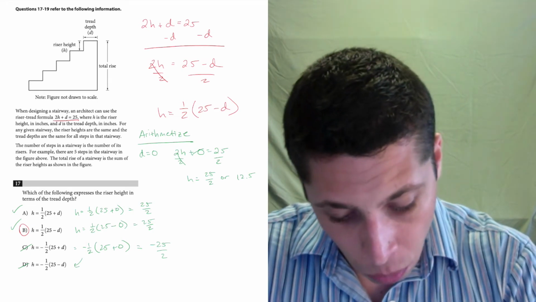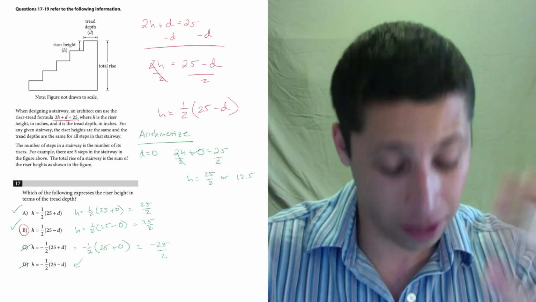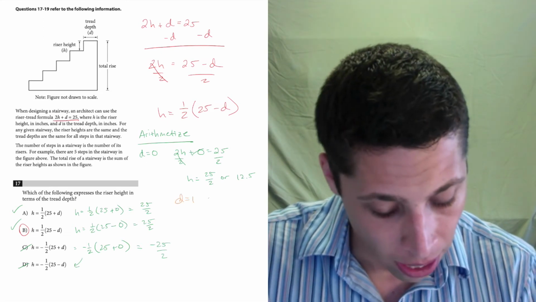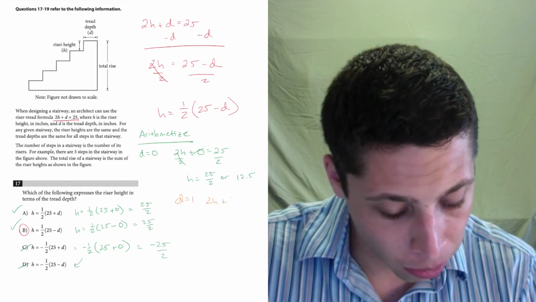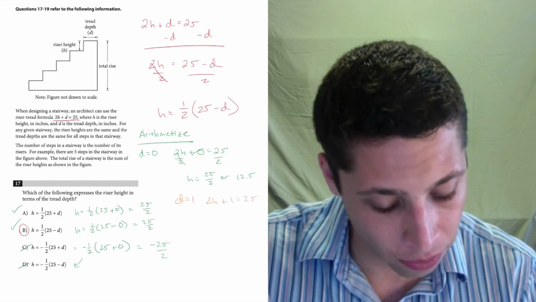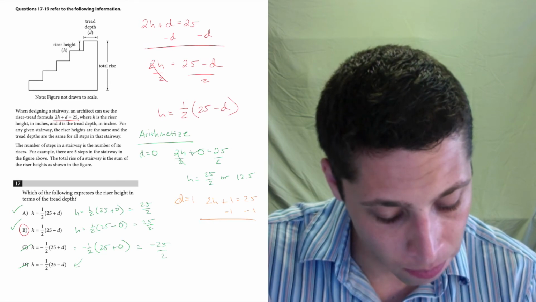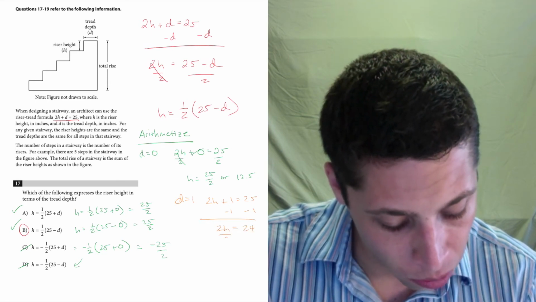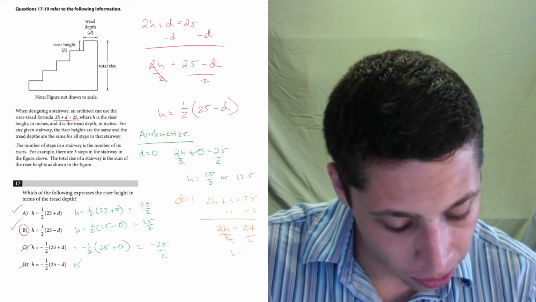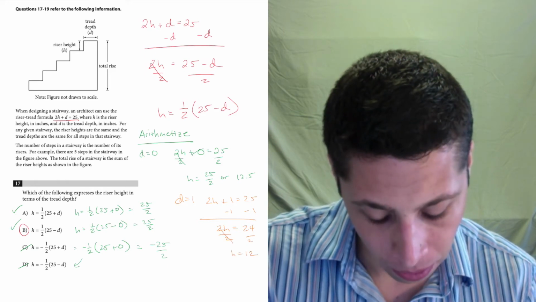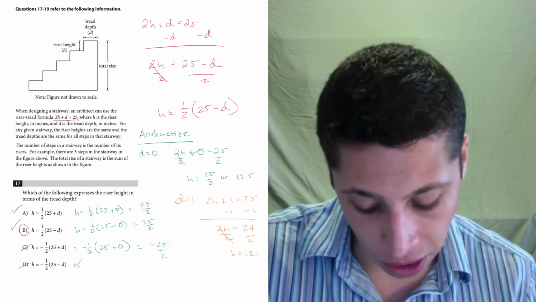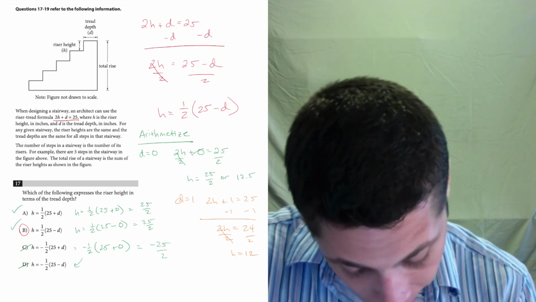So don't worry if it doesn't work. That's part of the process. Just choose a new number. Let's choose d equals 1 now. And now my equation is 2h plus 1 is 25. Subtract the 1. 2h is equal to 24, which means that h is equal to 12. And since C and D are eliminated, we don't need to look at them again. We just need to look at A and B.